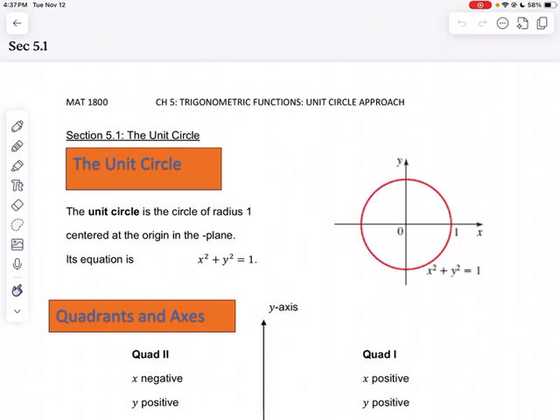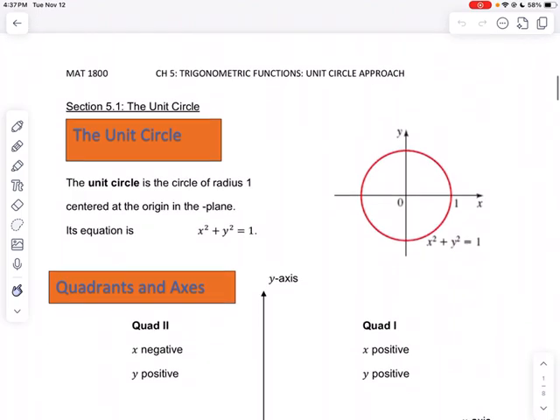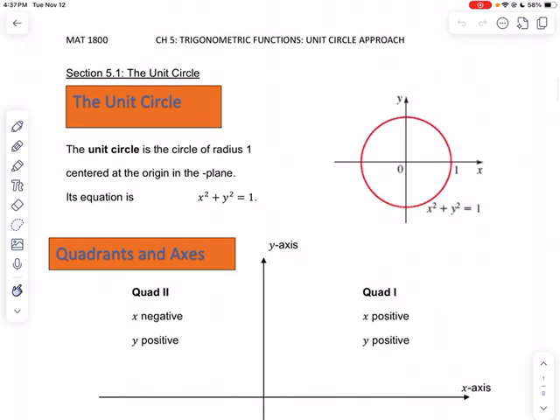So the radius is 1 unit, and then its center must be at the origin. If you see a circle drawn anywhere, but its center is not at the origin, and it is of radius 1, then that is not a unit circle. The unit circle must be drawn with its center at the origin.